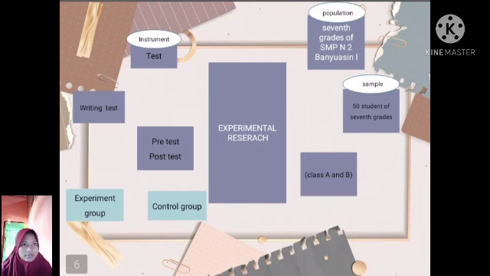And the next is the instrument. An instrument is a tool used by the researcher to collect the needed data. So for my research, the instrument is a test, which includes a pre-test and a post-test. Because my instrument is a test, I prepare a pre-test and post-test for my students. The pre-test was given to both groups in order to analyze whether both groups were at the same level. And the post-test was given to both groups. The form of the pre-test and post-test is writing a description.